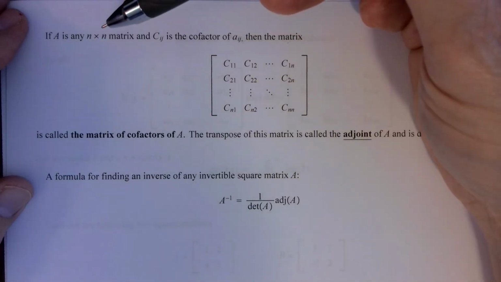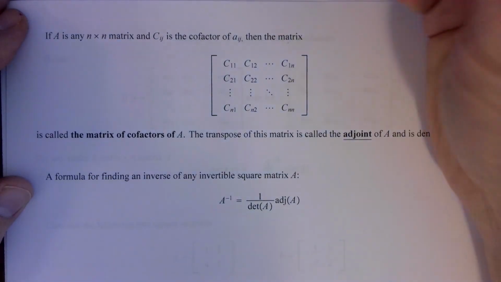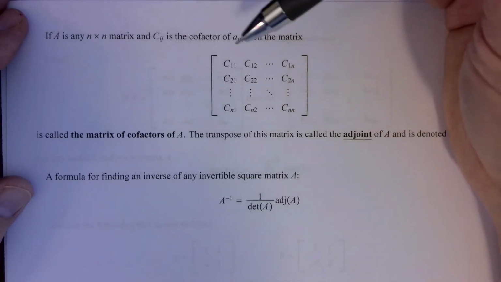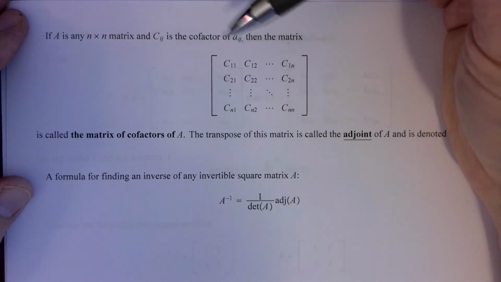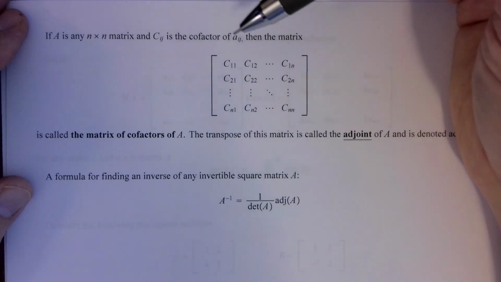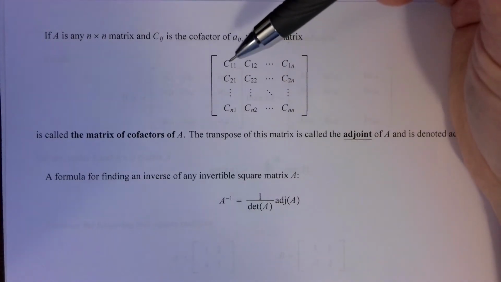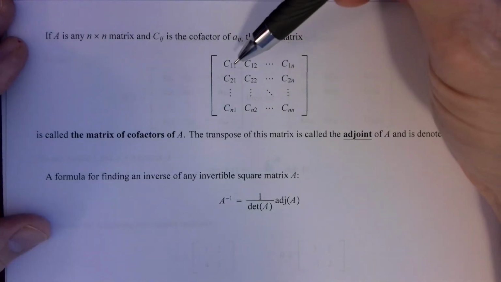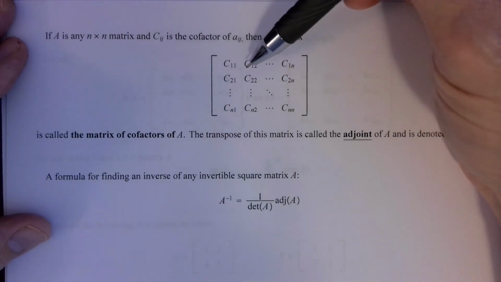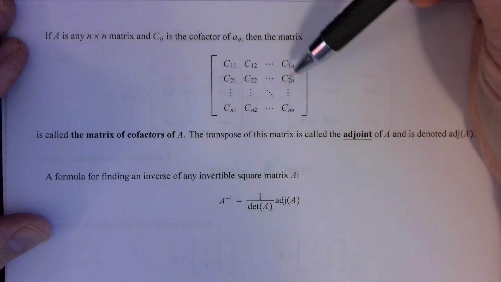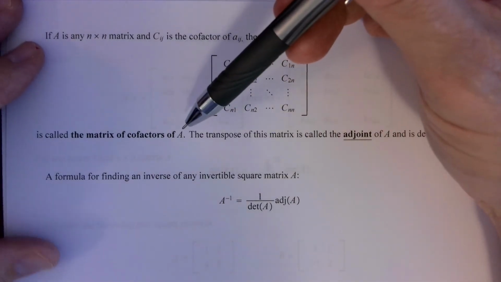A, first of all, is a square matrix. And we're going to first of all create what is known as the matrix of cofactors. So what I'm going to do is compute the cofactor for every entry. Remember what the cofactor is: negative 1 to the i plus j times the minor of that entry. I'm going to replace each entry with its corresponding cofactor, which would be a real number, and so I'm going to get a new matrix that's called the matrix of cofactors.